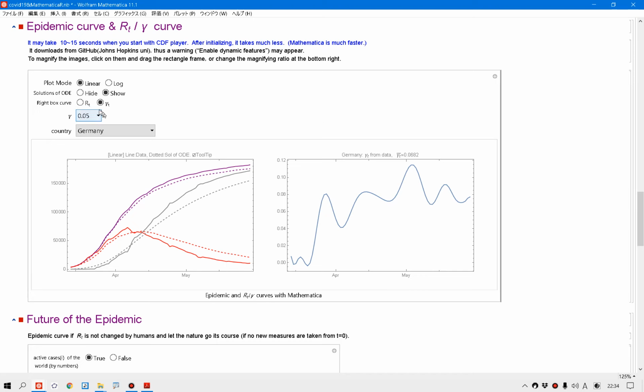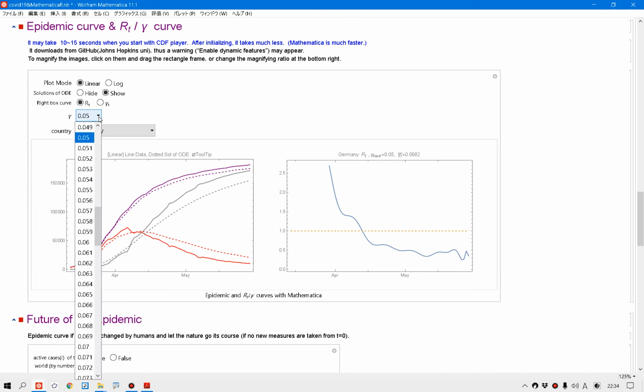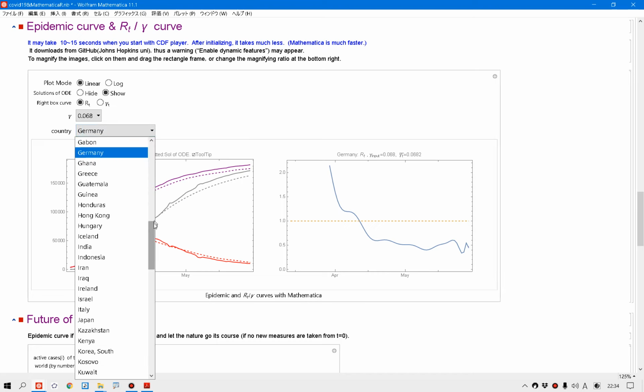And the estimation of RT is maybe even lower than that, because all numbers are correct. So from my estimation, RT of Germany is now 0.5. So lastly, I would like to see the whole world.